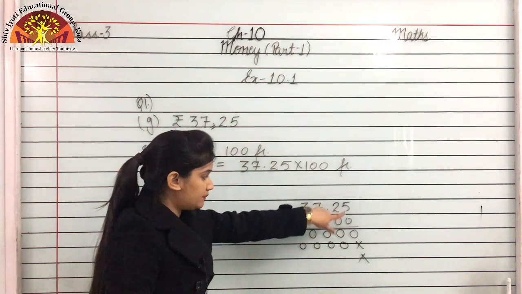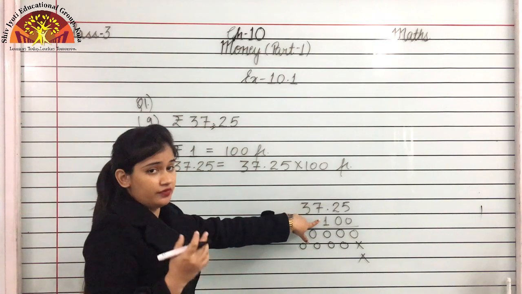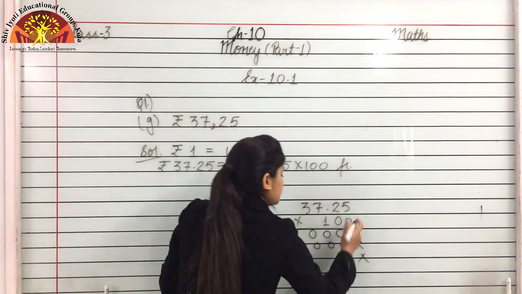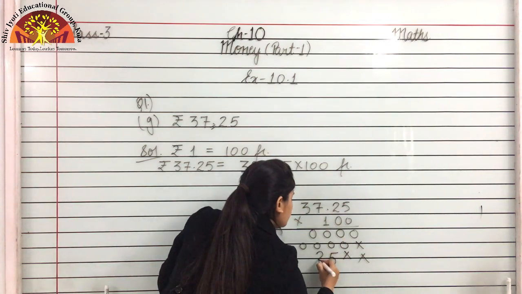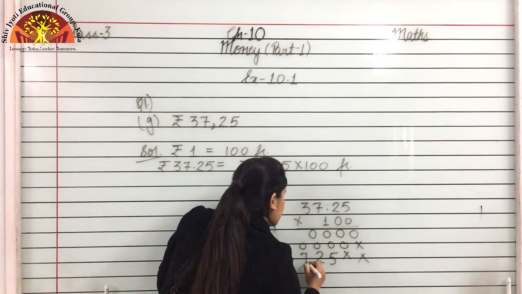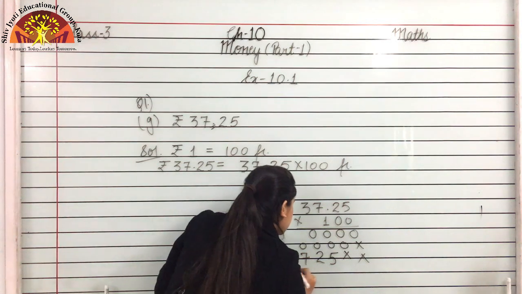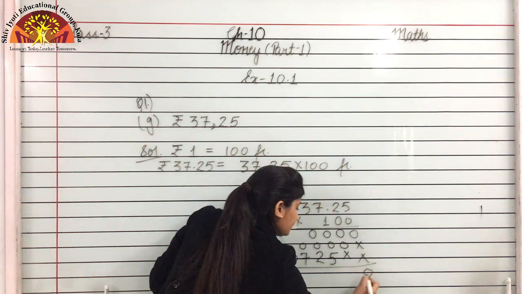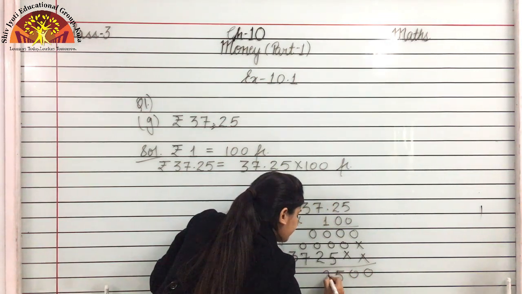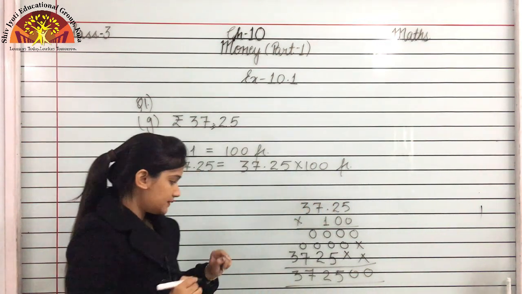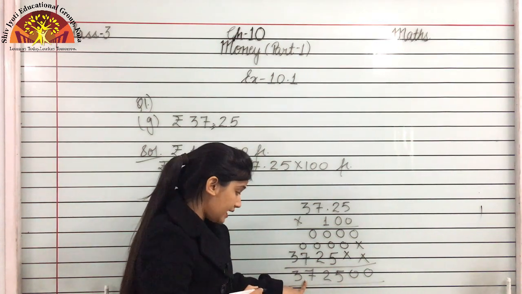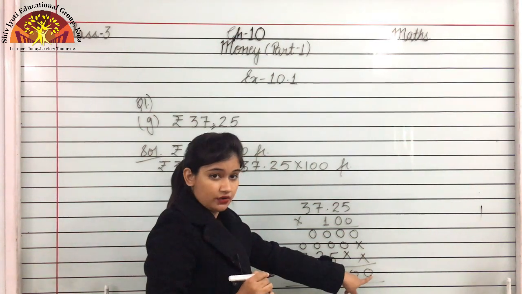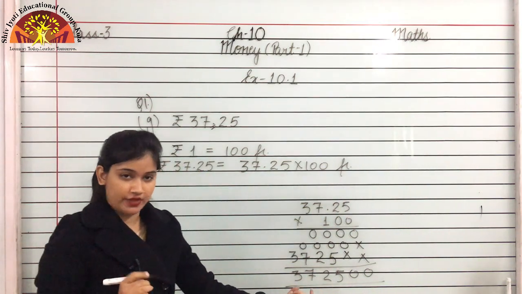Now we have to multiply this number by 1. It means we will get the same number. 1 into 5 is 5. 1 into 2 is 2. 1 into 7 is 7, and 1 into 3 is 3. So now students, we are getting a number that is 372500. It means 3,72,500. Okay, this is the simple multiplication which we have done here.